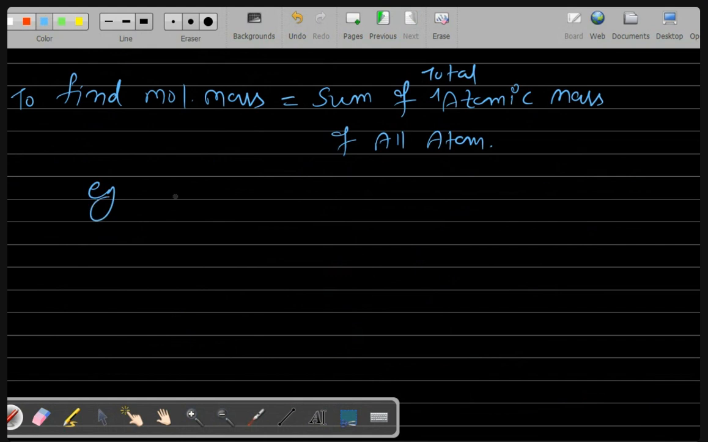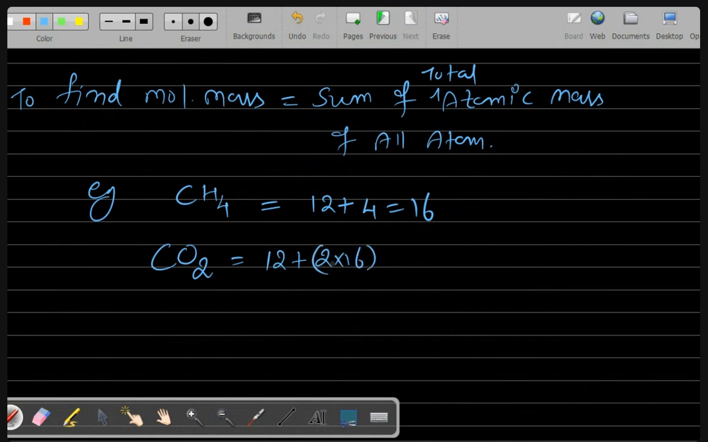For example, suppose I am saying methane. How much will its molecular mass be? Carbon is 12 and hydrogen 4, so it would be 12 plus 4, 16. Right. So CO2, again 12 plus 2 into 16, which is 32, so 12 plus 32, 44.